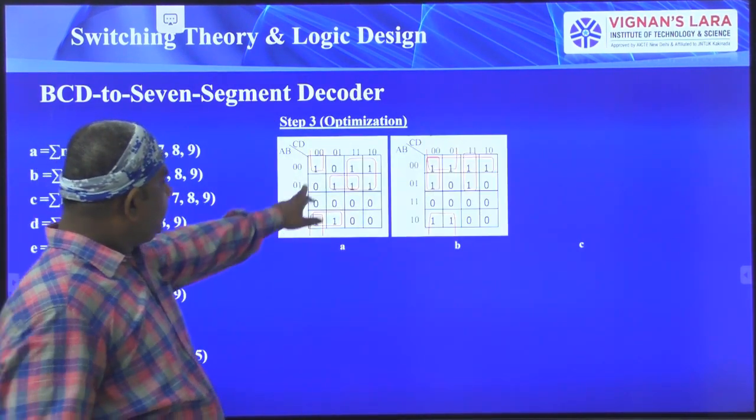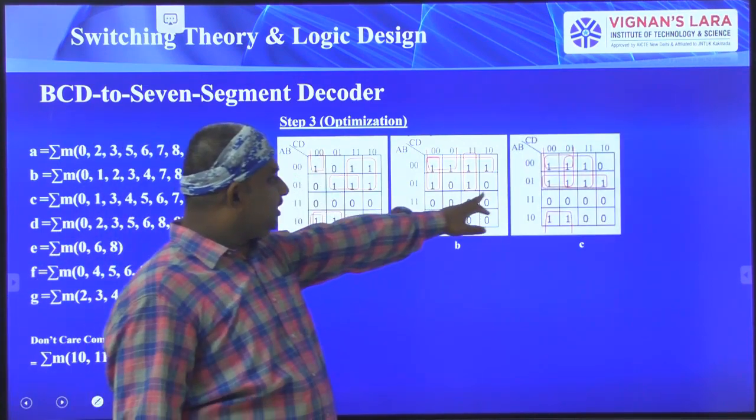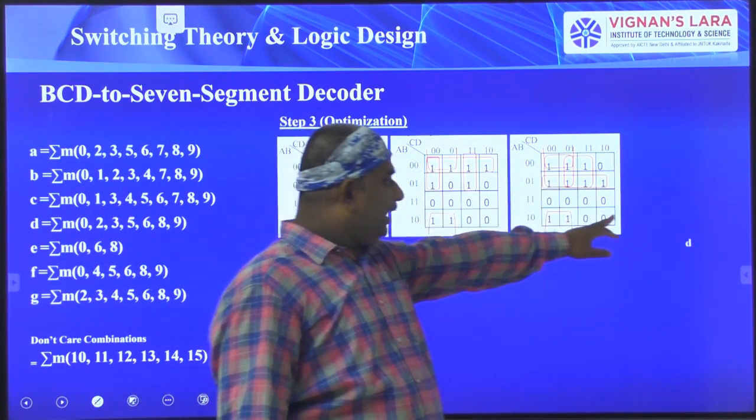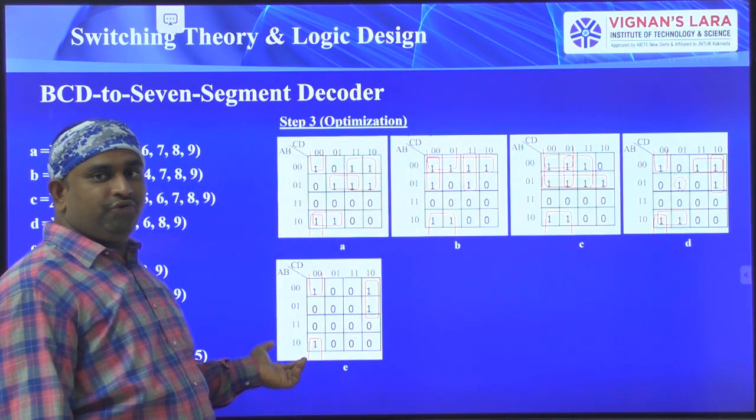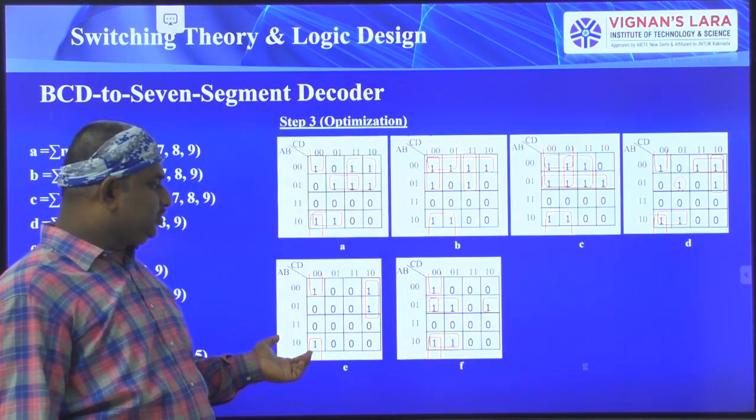So, for A, this is the K-map. For B, this is the K-map. For C, this is the K-map. And D, this is the K-map. E, next F, next G.